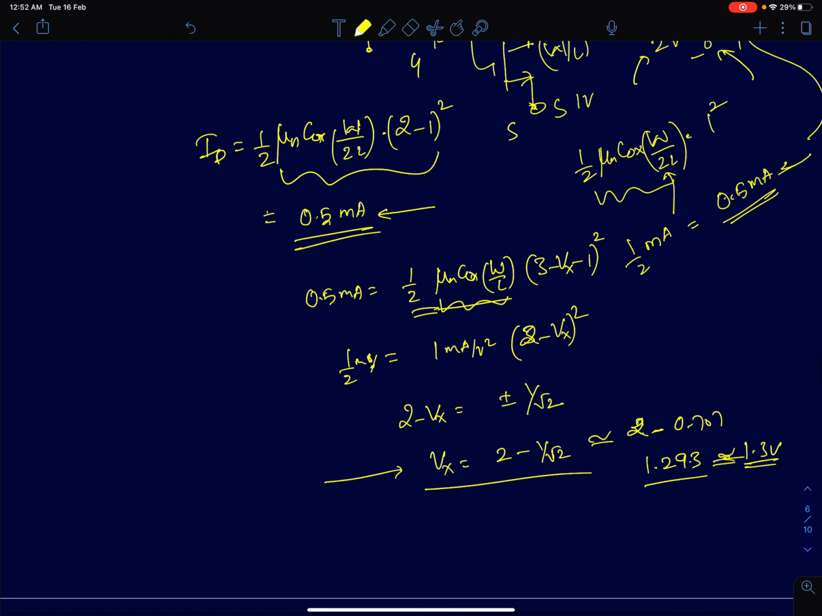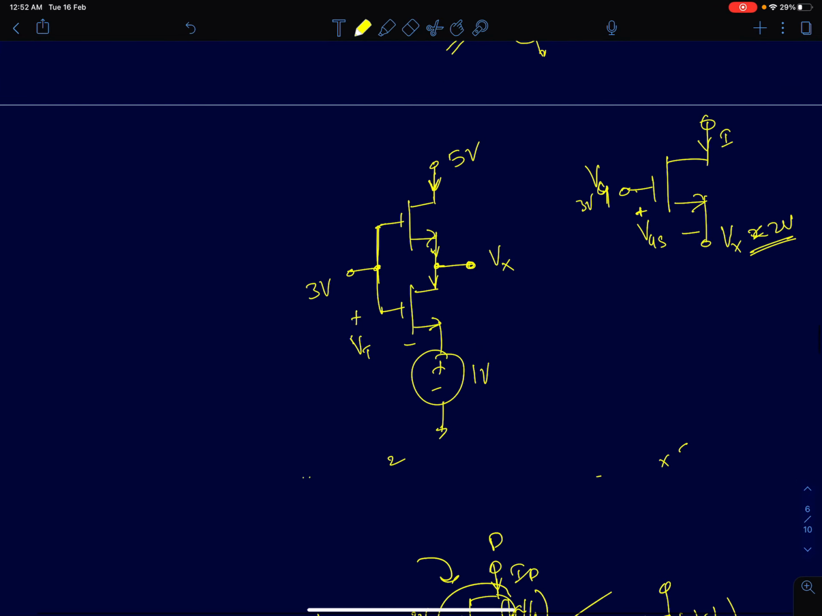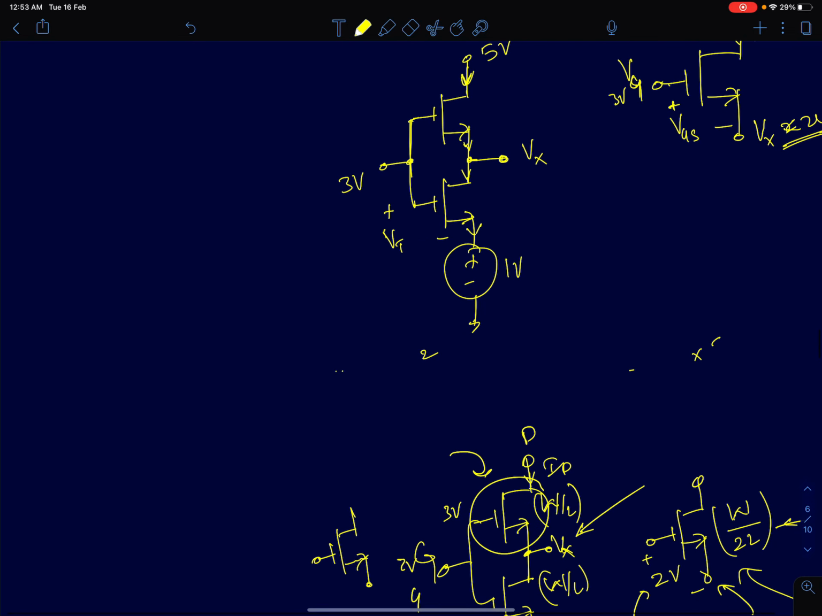There is also a brute force way of solving it, which is we know the first device is in saturation region, the second device is in linear region. So we just have to equate the two device currents. So the first device is going to carry a current of beta n by 2, so it will be mu n Cox W by L into half into VGS minus VT. VGS will be 3 minus Vx minus 1, so it will be 2 minus Vx the whole square.